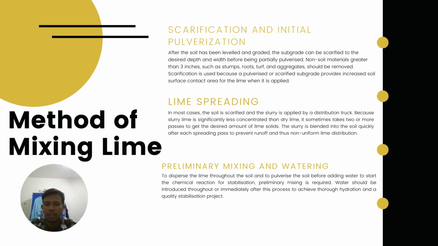Second is lime spreading. In most cases, the soil is scarified and the slurry is applied by a distribution truck. Because slurry lime is significantly less concentrated than dry lime, it sometimes takes 2 or more passes to get the desired amount of lime solids. The slurry is blended into the soil quickly after its spreading, fast to prevent runoff and thus non-uniform lime distribution.